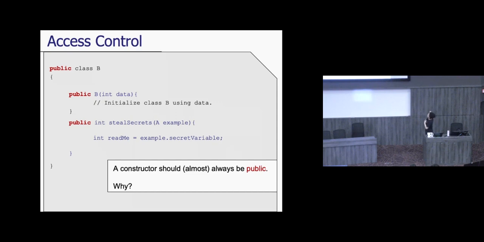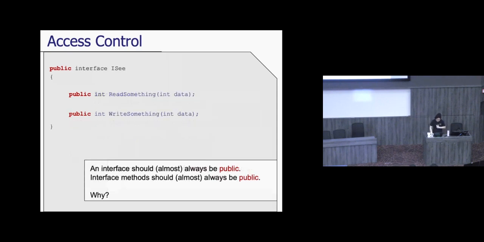One thing to note, now that we've talked about public and private: your constructor should almost always be public. There are special cases where it should be private, but we won't talk about those. Think about it this way: if it's not public, how are we going to create your object? Very similarly, an interface should almost always be public. Interface methods should almost always be public because you're specifying public-facing behavior.